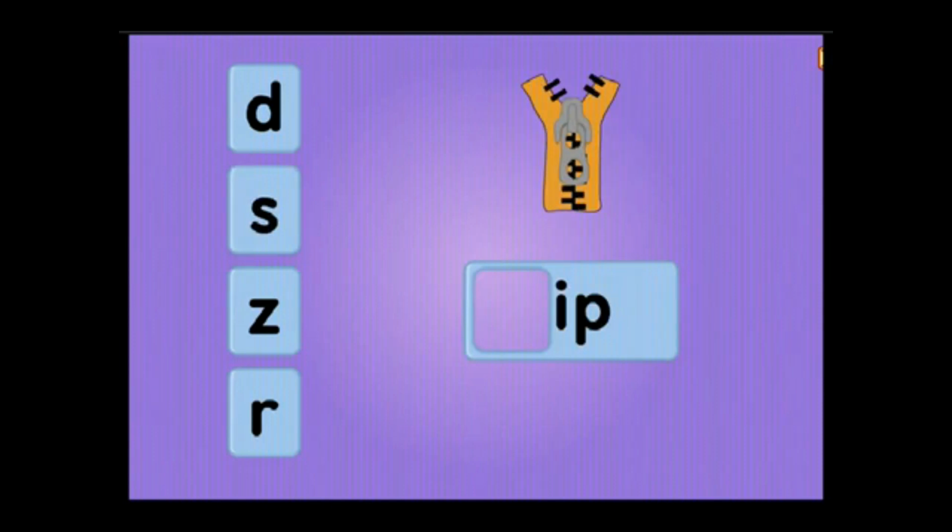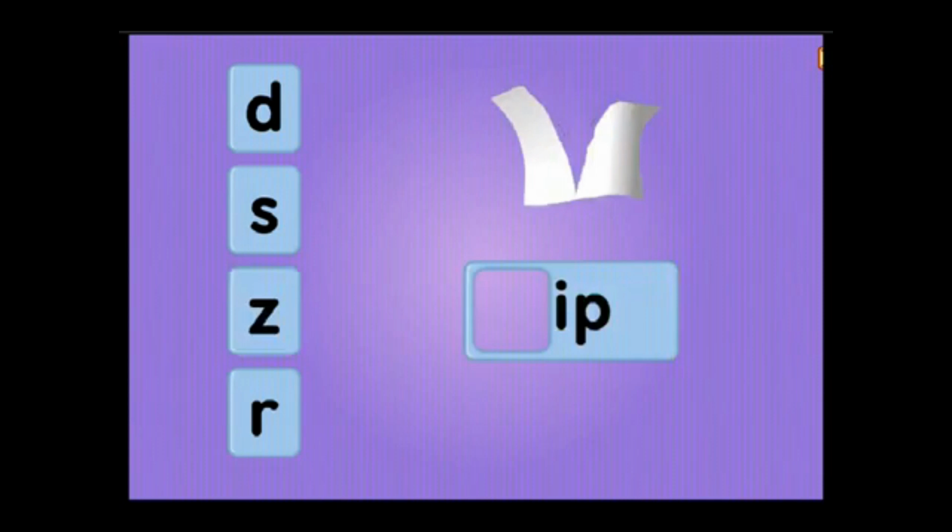Zip. Which letter makes the word zip? The letter D, S, Z, or R? You decide. Zip. Rip.